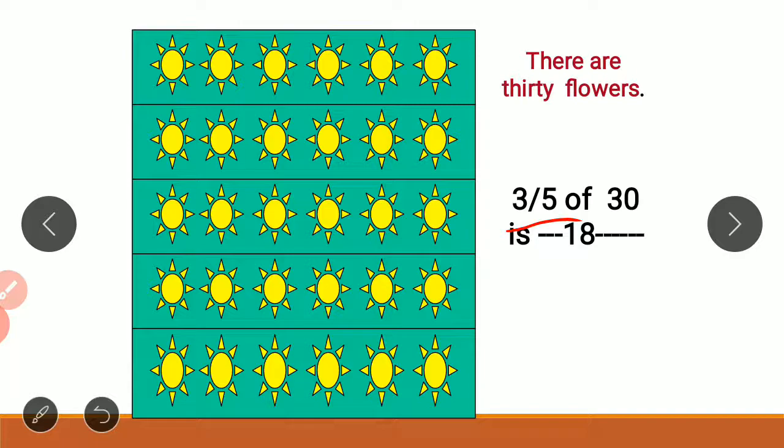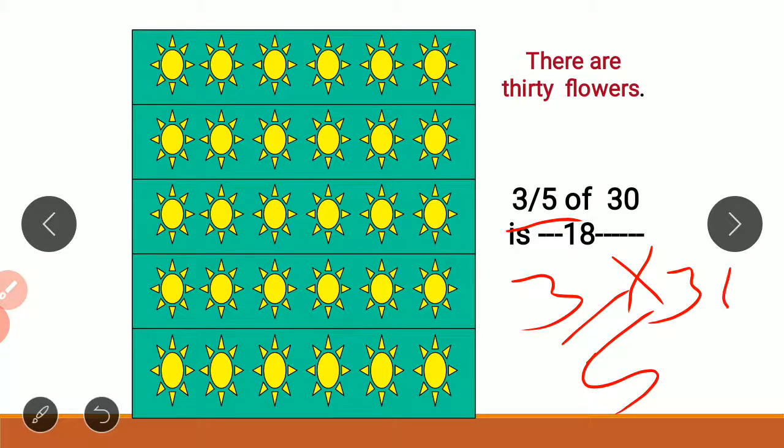We will write the 3 by 5 as it is, and in place of "of" we write the sign of multiplication, and the 30 as it is. That means this is an equation and we have to solve it. Then in the upper part there are 3 and 30, and in the lower part there are 5 and 1. आप चाहो तो 1 नीचे लगा सकते हो, it is not compulsory, and 1 लगाने के बाद हमारी value change नहीं होगी.